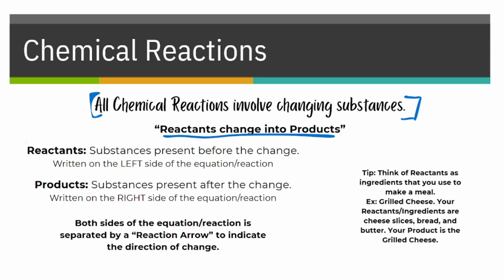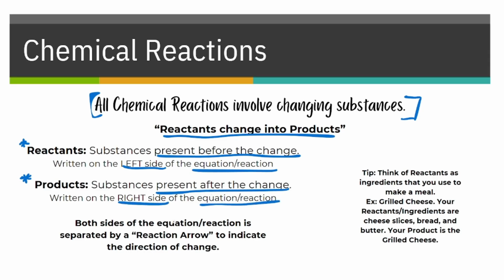When we look at a reactant, it is simply a substance that is present before an overall change occurs. In this case, it'll be written on the left side of our equation and or reaction. When we look at a product, this is going to be present after a change. In this case, it'll be on the right side of your equation as well as your reaction.